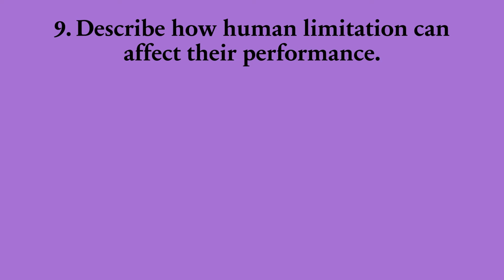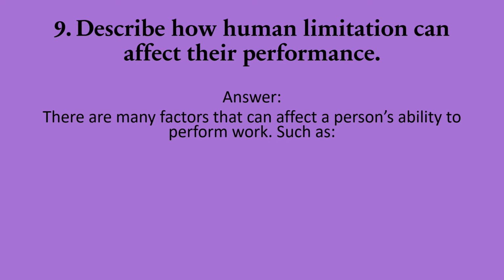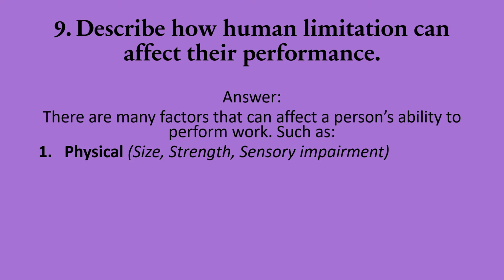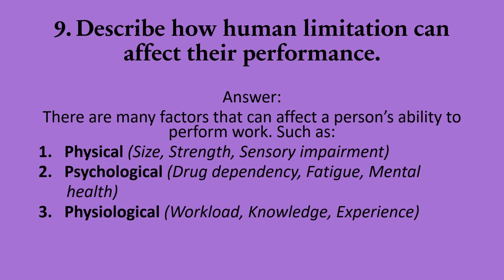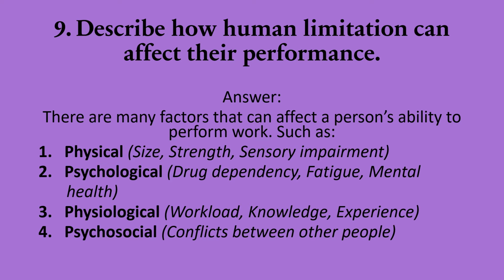Number 9. Describe how human limitation can affect their performance. The answer is, there are many factors that can affect a person's ability to perform work, such as 1. Physical, their size, their strength, or if they have a sensory impairment. 2. Psychological, if they have a drug dependency, fatigue, or mental health problems. 3. Physiological, the workload, their knowledge or experience. And 4. Psychosocial, these are their conflicts between other people.